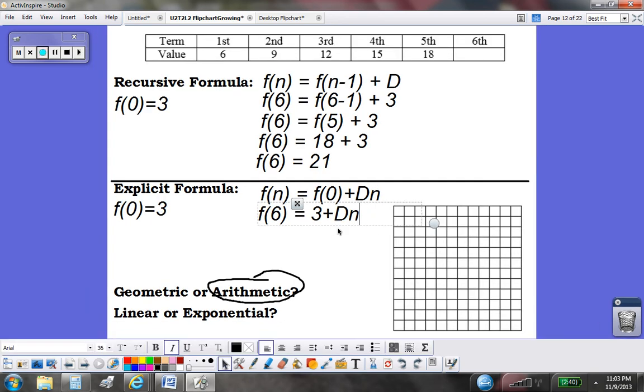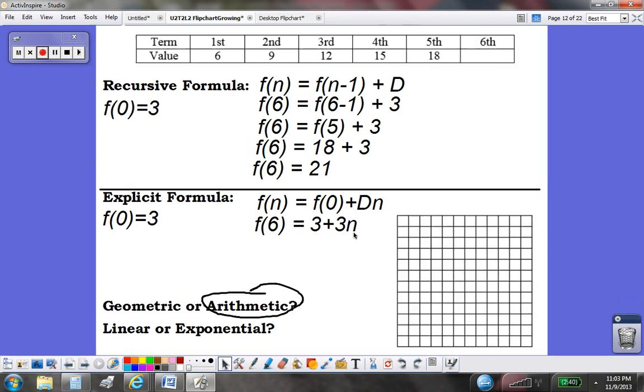Alright, now I have this d. The difference is still the same. Okay, same pattern, so I'm going to put 3. Alright, and then I have n. Okay, n again is the 6th term, so I'm actually going to go ahead and punch this 6 in.